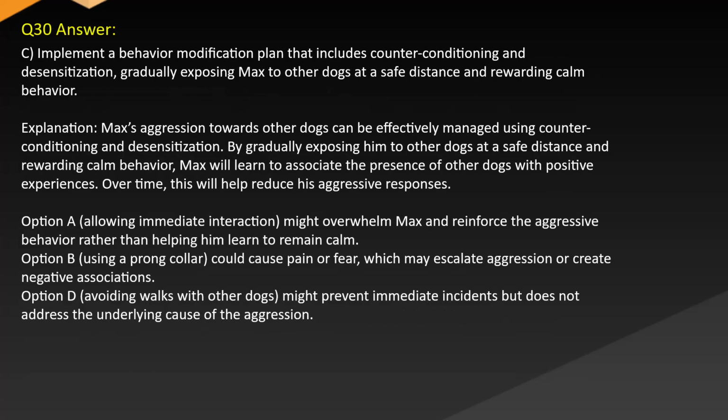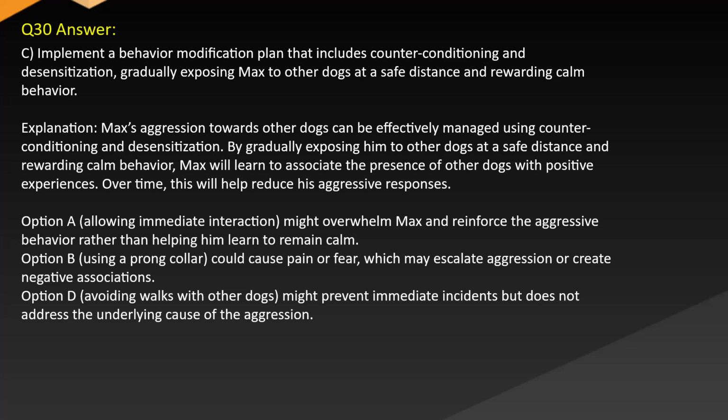Answer: C. Implement a behavior modification plan that includes counter conditioning and desensitization, gradually exposing Max to other dogs at a safe distance and rewarding calm behavior. Explanation: Max's aggression towards other dogs can be effectively managed using counter conditioning and desensitization. By gradually exposing him to other dogs at a safe distance and rewarding calm behavior, Max will learn to associate the presence of other dogs with positive experiences. Over time, this will help reduce his aggressive responses.